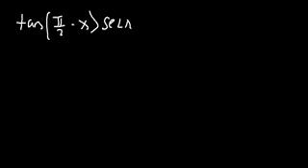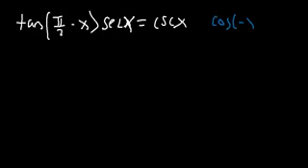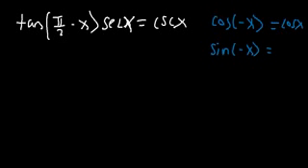So let's say you have this one, tangent of pi over 2 minus x times secant x is equal to cosecant x. So you need to know your even and odd functions. Cosine negative x is an even function. It's just equal to cosine x. Sine negative x is an odd function. It's equal to negative sine x. Tangent is also odd. Actually, not this one. We need the other one, the complementary stuff.